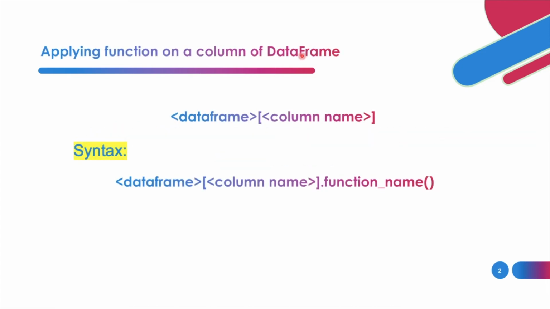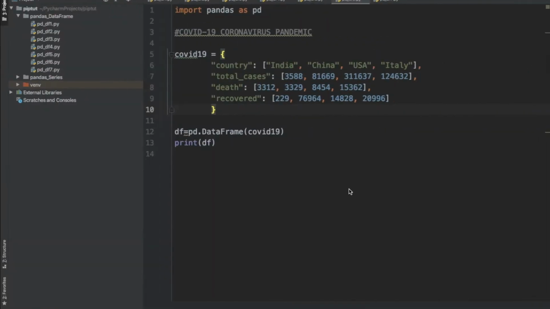In order to apply a function in a data frame, we need to follow this syntax. That is, we need to use the data frame object and the column name in square brackets along with the function name. So this is the proper syntax for how to apply a function in a data frame. Let us understand this better with an example.